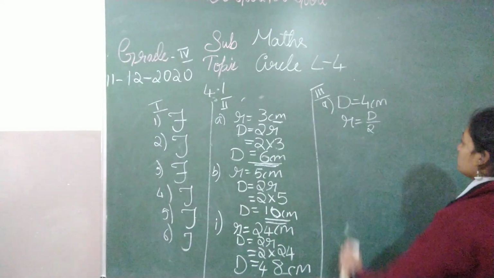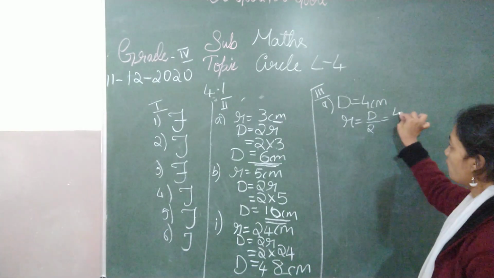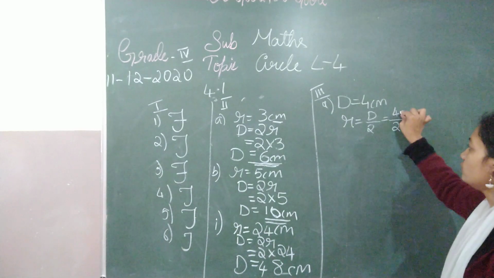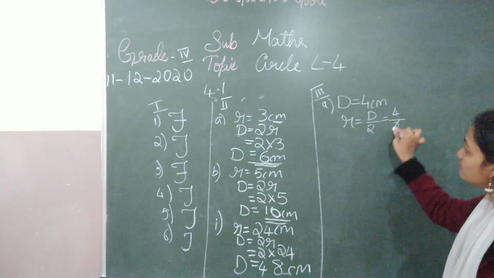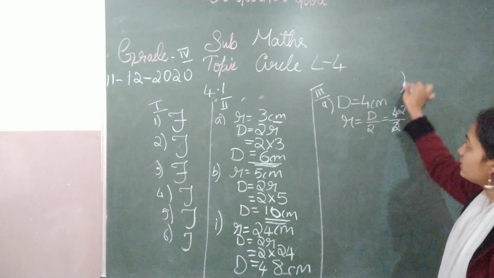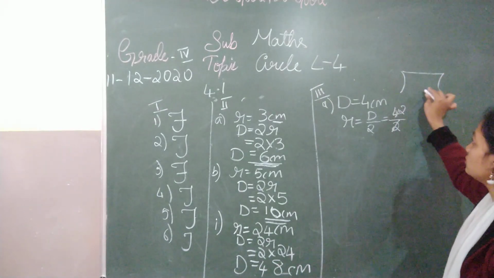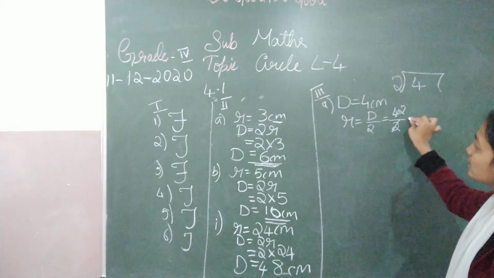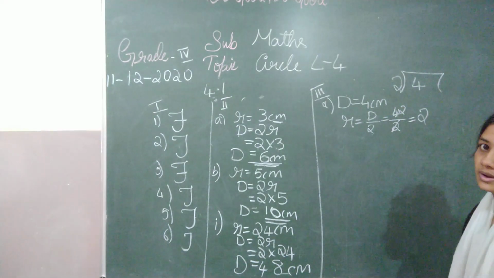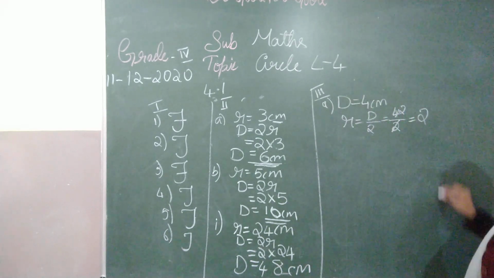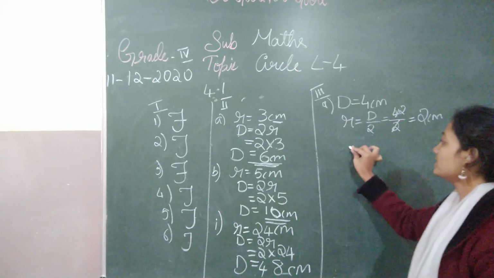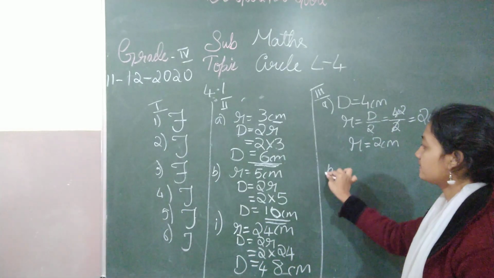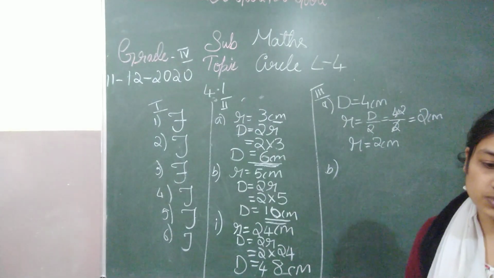Okay, I'll show you again. D is 4 and divided by 2. So when I divide 4 by 2, if you don't know to simplify in this manner, you can write the division form, write 4 inside, write 2 and divide it to get the answer equal to 2. Okay? So the answer is 2 centimeters. Write the answer here. R is equal to 2 centimeters.